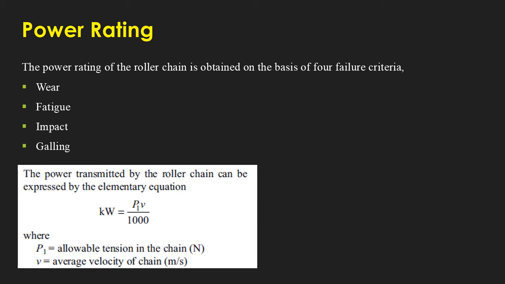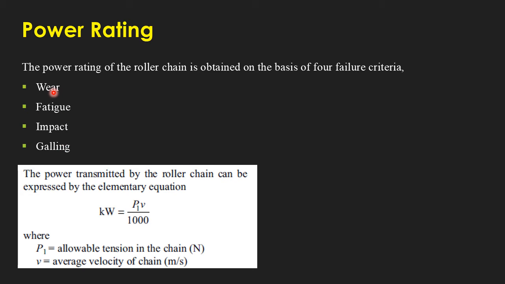So coming to another concept related to power rating. In practice, the power rating of the roller chain is based upon four failure criteria. These are the four criteria based upon which failure will normally take place. The four conditions are: it may be due to wear, fatigue, impact, or galling. So what are those conditions? We'll just go through them briefly.